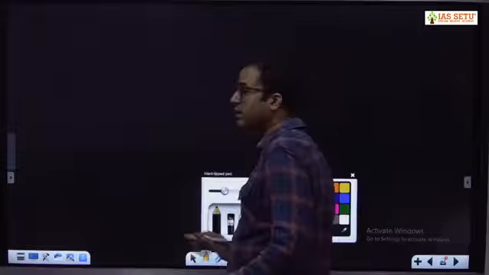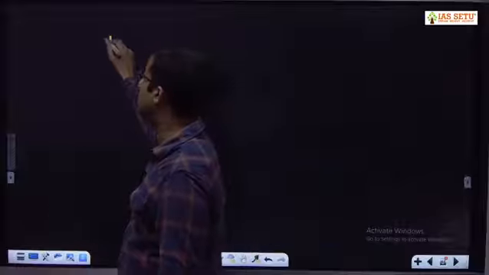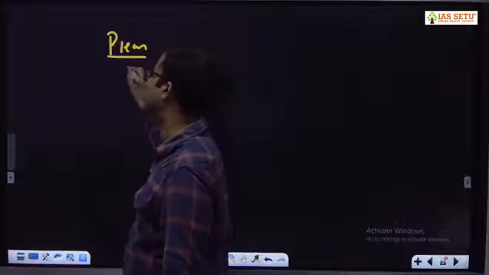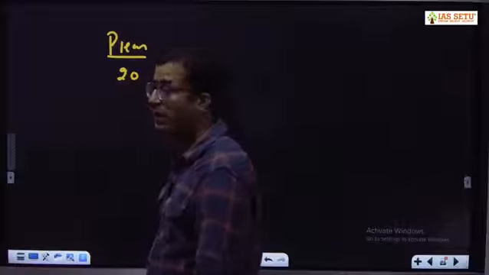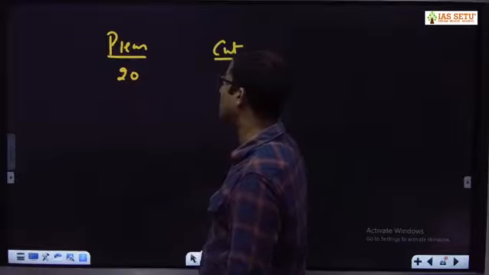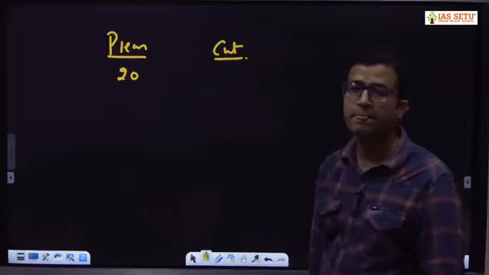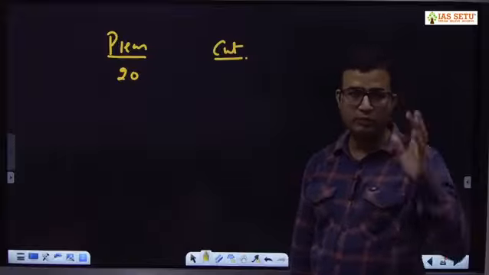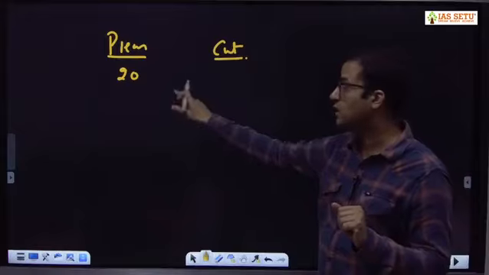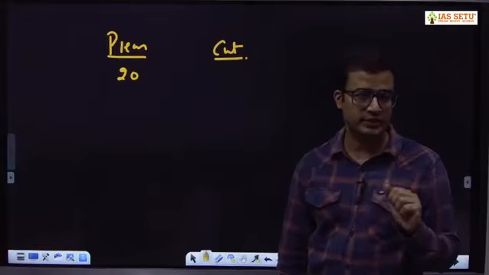His doubt is they will not ask this. What they will ask, they will say the number of pieces is 20, and they will ask how many cuts are required. Okay, let me tell. I tell you an observation. One option is here. I have 20 guests and I have a cake.